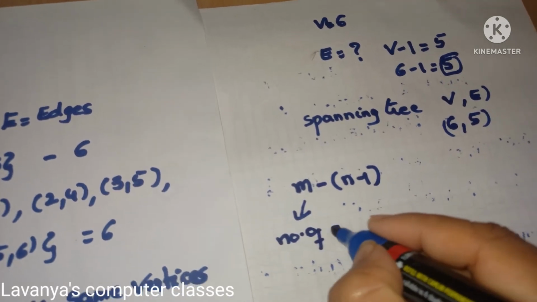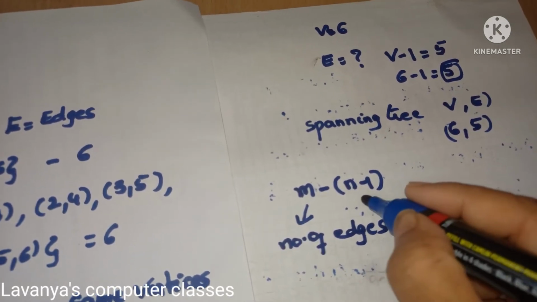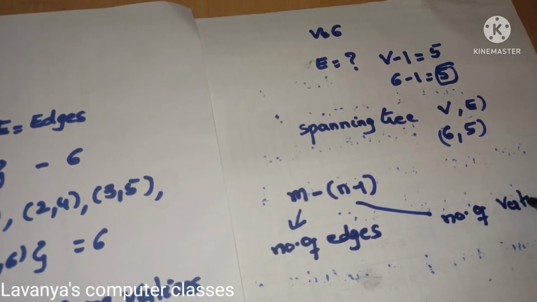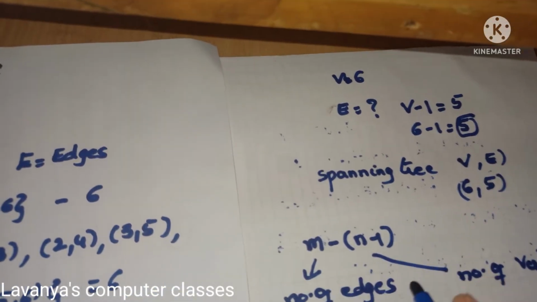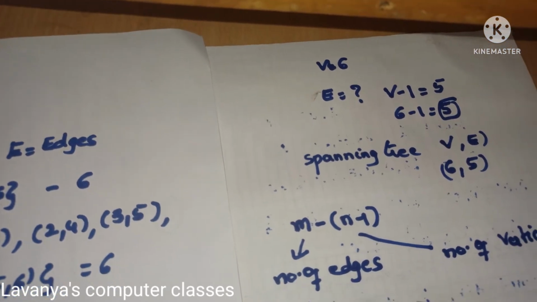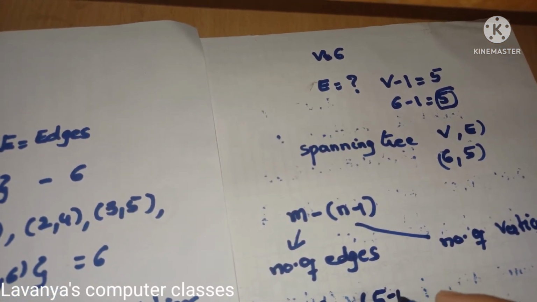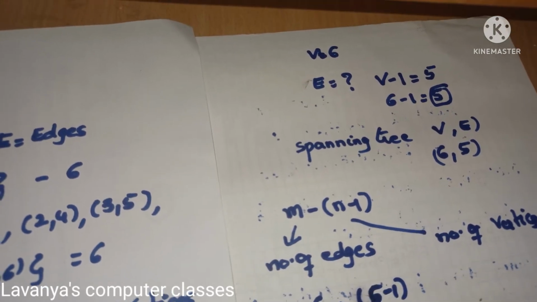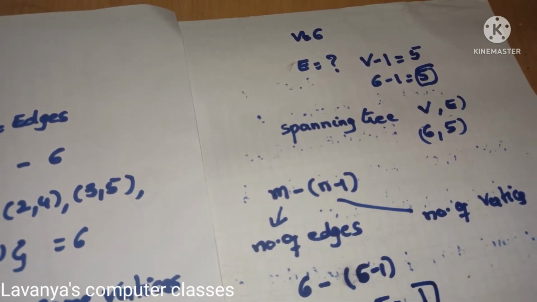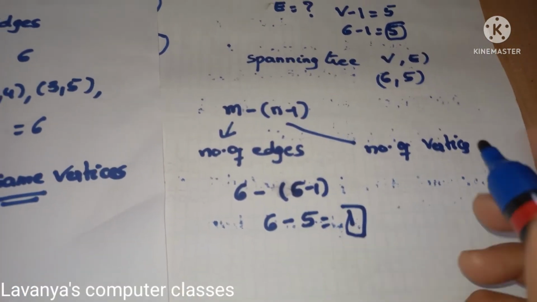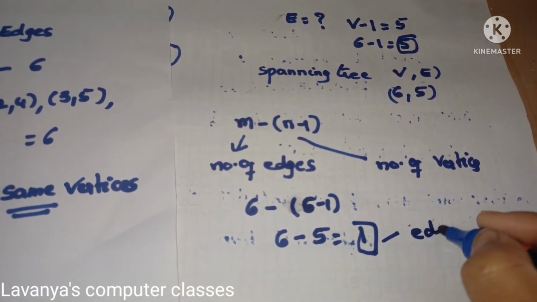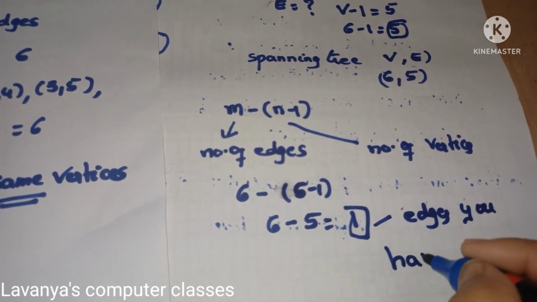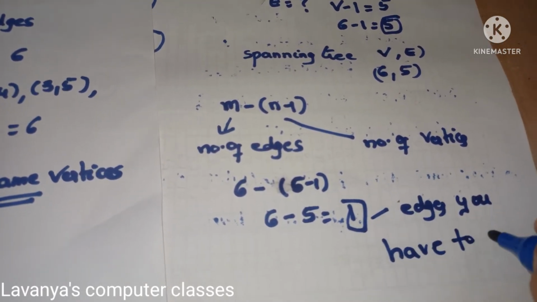And one more method for finding how many edges we require means m minus n minus 1 formula. What is m means number of edges, n is number of vertices. How many edges are there in the original graph? 6 edges are there. So 6 minus, how many vertices are there? That is also 6. 6 minus 1. So 6 minus 5, that is 1. What is this 1 means? One edge we have to remove from your original edges.